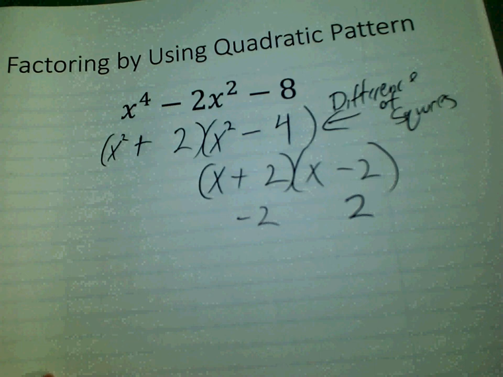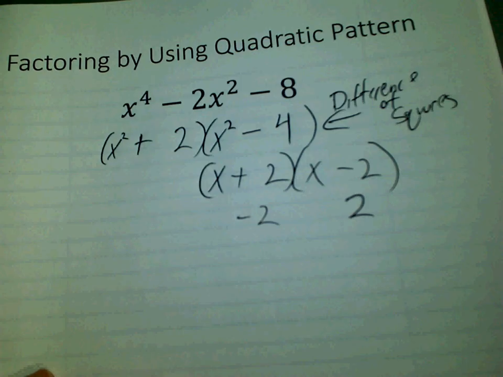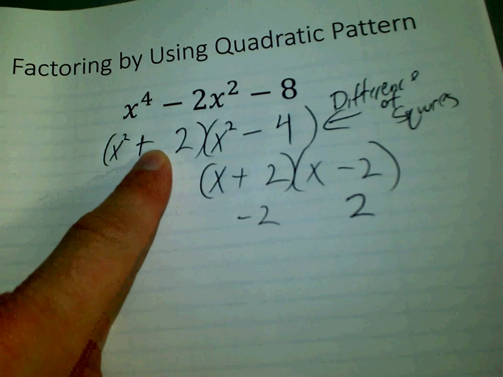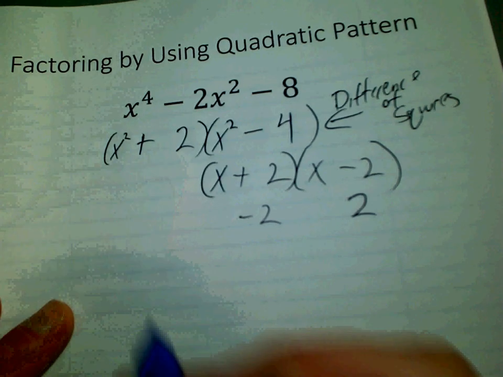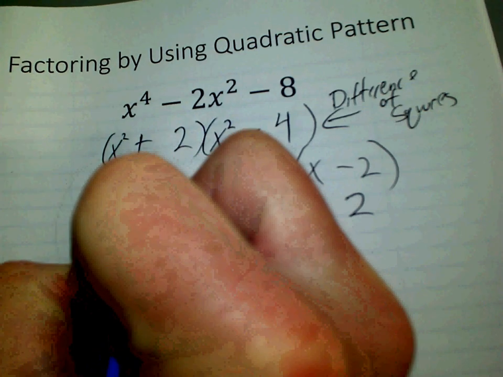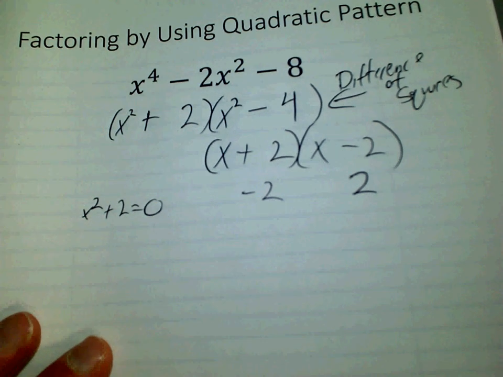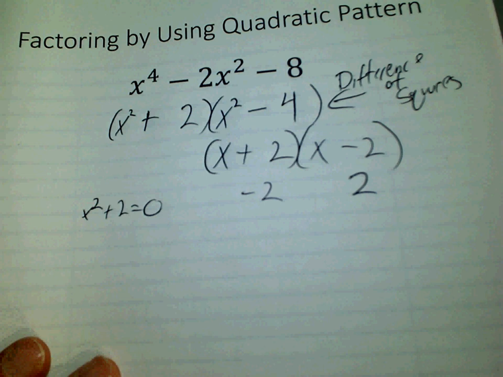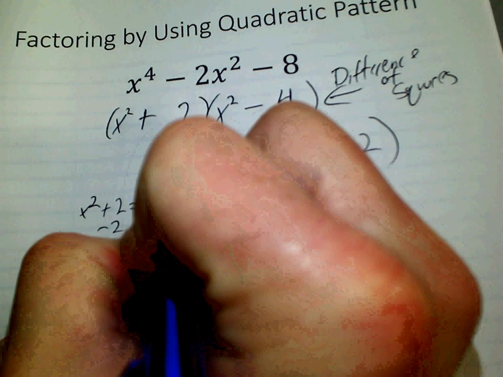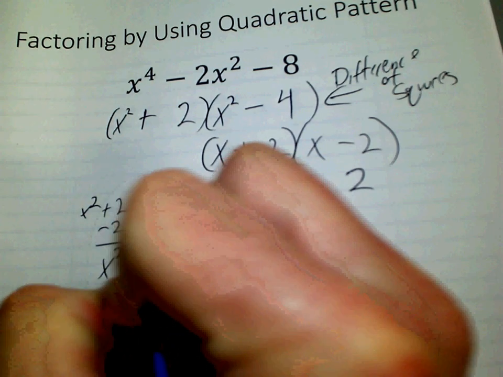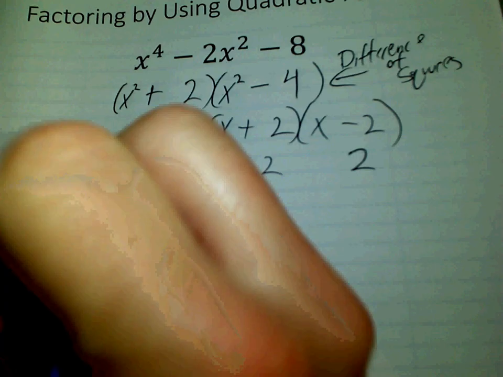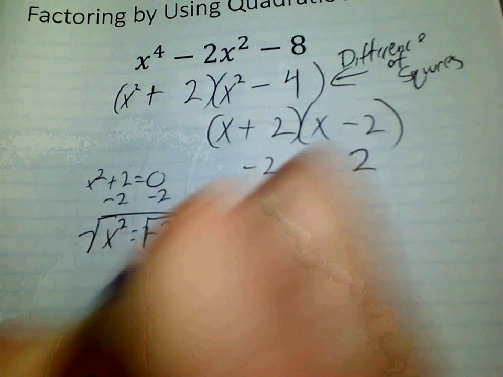What about this? That's a sum of squares. Let's set that equal to 0. X squared plus 2 equals 0. What do you think I want to do to that? I need to get it down to x. Subtract 2. X squared equals negative 2. What do I have to do to both sides now? The only way to get x by itself is to take its square root, and x would equal the square root of negative 2.